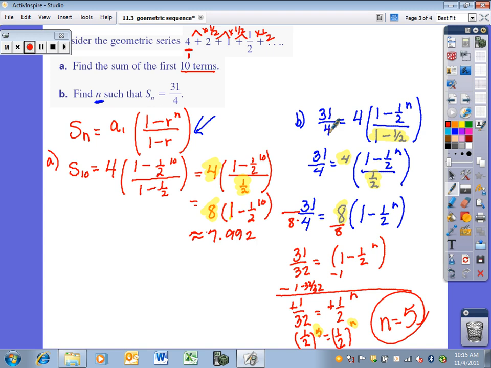Now, if this is not where you can write the base as the same base, then you're going to have to use your logs. So we could have taken log of 1/32 and log of 1/2, brought the n to the front. So the log of 1/32 divided by the log of 1/2 still should give me 5.